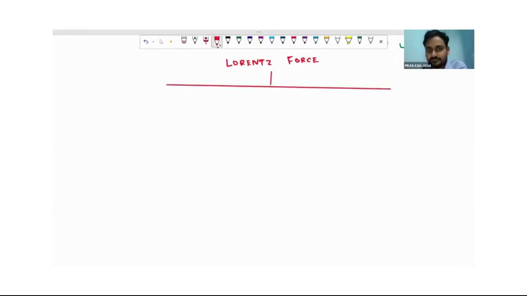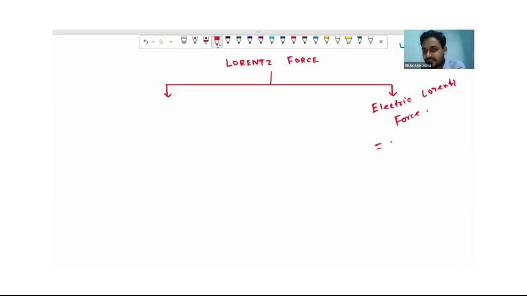One, electric Lorentz force, which is nothing but F is equal to QE. When a charged particle Q is placed in an electric field E, the force experienced by the charged particle is F equals QE. That is the electric Lorentz force.